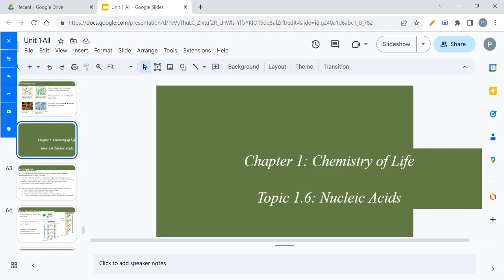Okay, everybody, this is going to be a quick and easy one. We're going to be talking about nucleic acids. The only shtick you really need to know about are like 5 major differences between our different groups of nucleic acids.